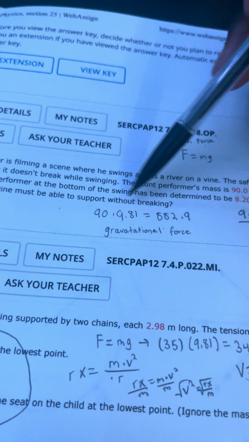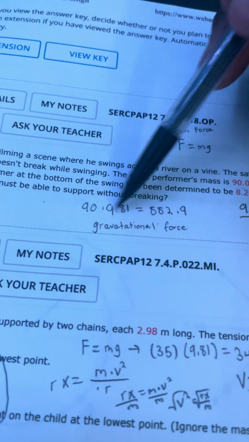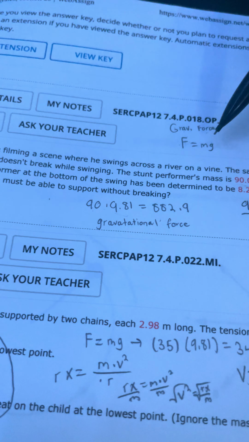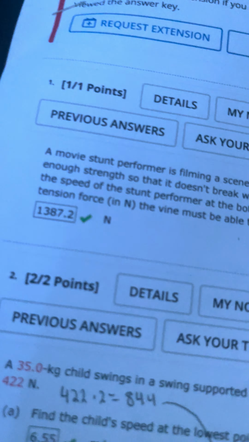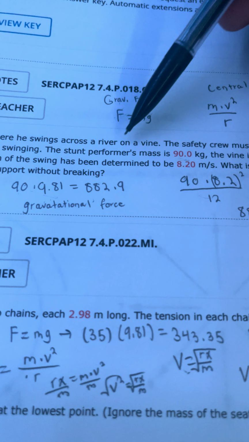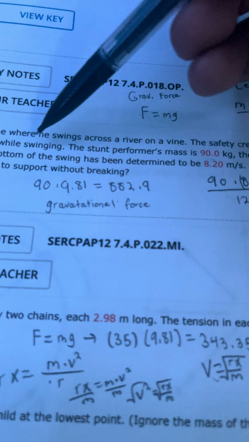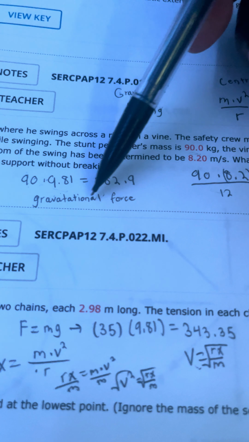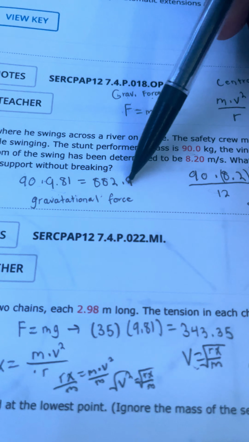In order to find the gravitational force, we just use F equals m times g, F being the gravitational force, m being the mass, and g being gravity. So we set the mass of the performer, 90 kilograms, times gravity to find the gravitational force of 882.9.